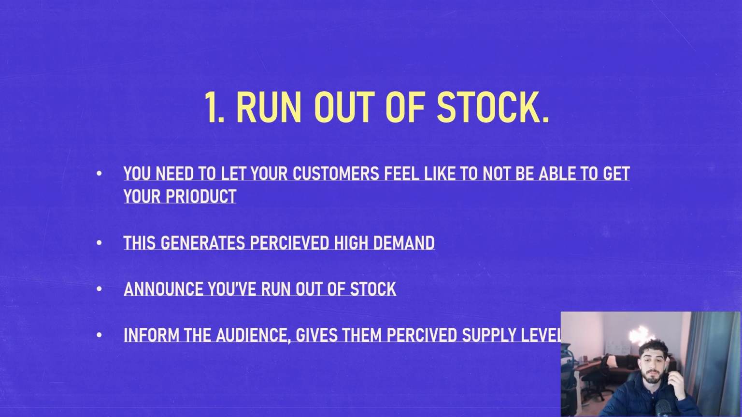This also gives perceived supply levels. The audience will start perceiving your supply as lower than it actually is. This is highly beneficial because if we go back to year 11 economics, demand and supply dictate price. If there's more demand than there is supply, price will go up. If there's more supply than there is demand, price goes down. Basic stuff. But at the end of the day, that's dictated by the markets. And what are the markets? It's perception. Everyone decides what the implicit price and supply is.